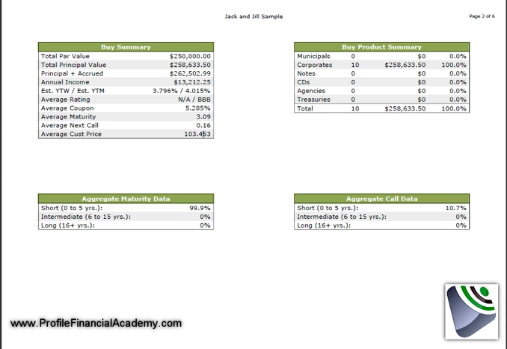On this page, there's a little bit more important information. Specifically, the average maturity data here is showing you whether this is a short, intermediate, or long-term portfolio. In our case, basically all of the bonds are short-term with a maturity of between 0 to 5 years. Also, the portfolio might consist of many different types of bonds. It could have municipals, corporates, notes, CDs, agencies, treasuries. In this case, the portfolio consists solely of corporate bonds. And finally, we have the aggregate call dates. It tells you that 10% of the portfolio is callable in the short term.